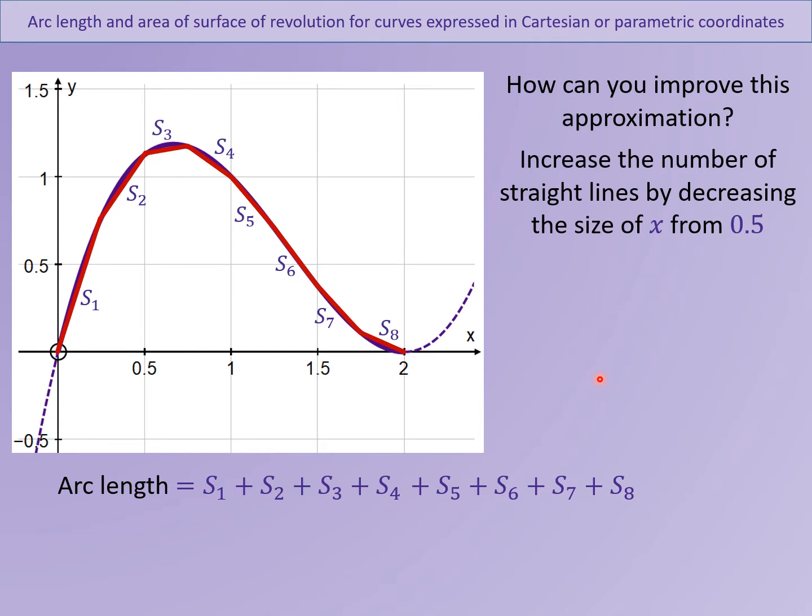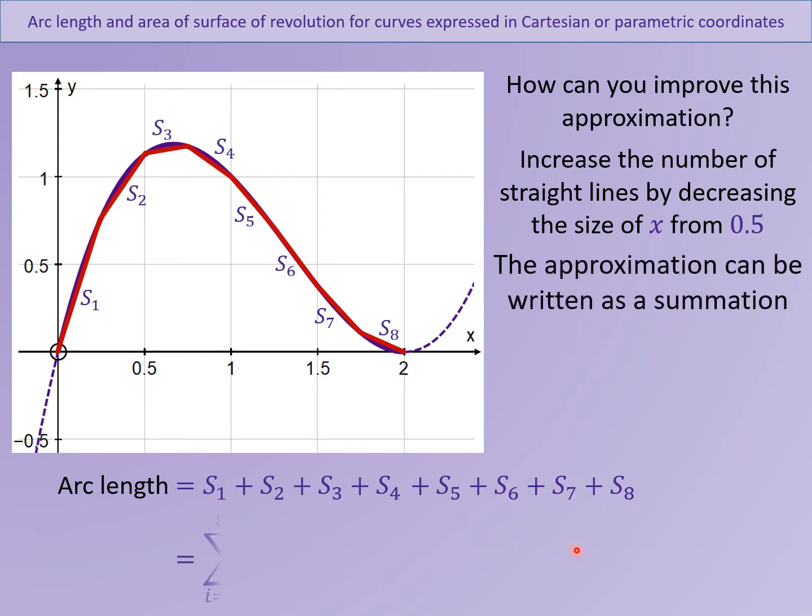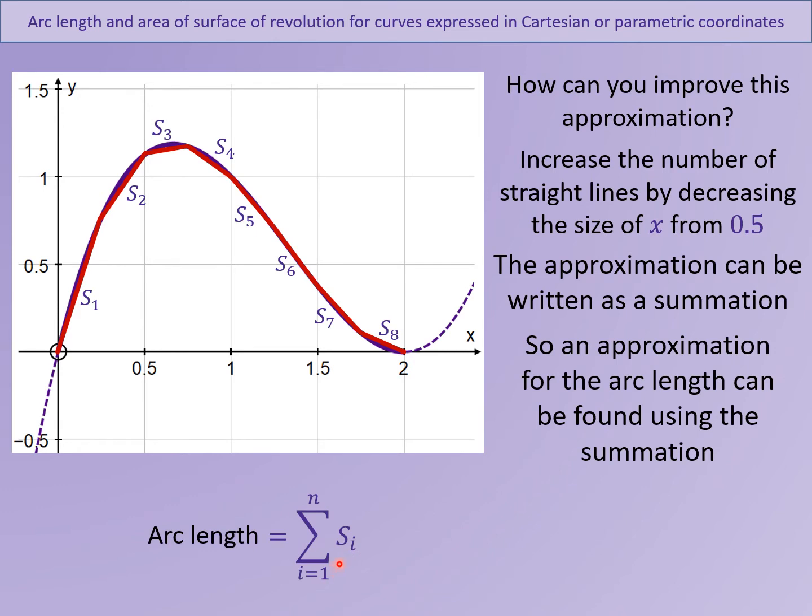Okay, so what could I do to improve it further? I could increase those number of straight lines. Now I could write this, rather than writing S1 plus S2, I can see it is just a summation. So therefore I could write it using summation notation. I could write it like that. It's the sum of all the straight lines from 1 through to 8. And of course, my approximation could be improved by increasing that number there by as many as I need. So in this case, I've got 8 of them, but of course, if I increase it to about 100, then I'll have a very good approximation for that length of the arc.